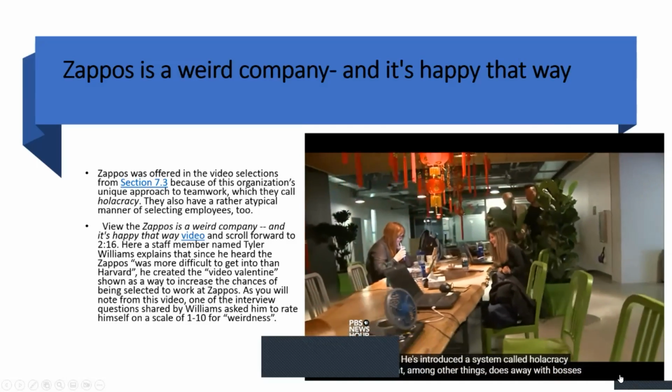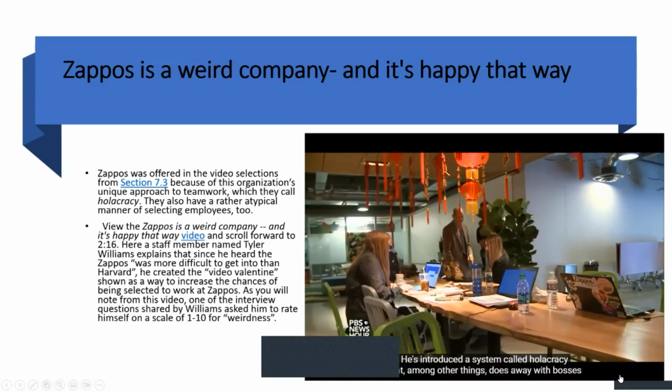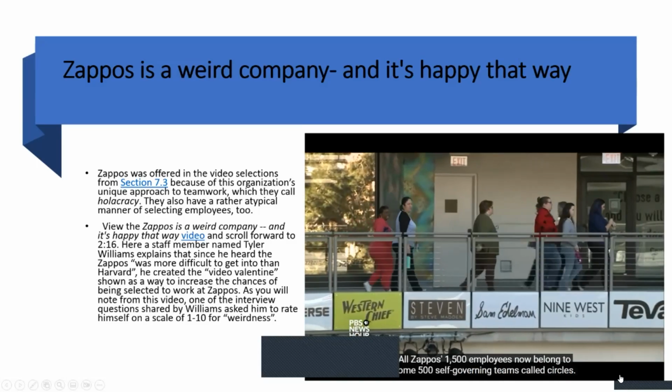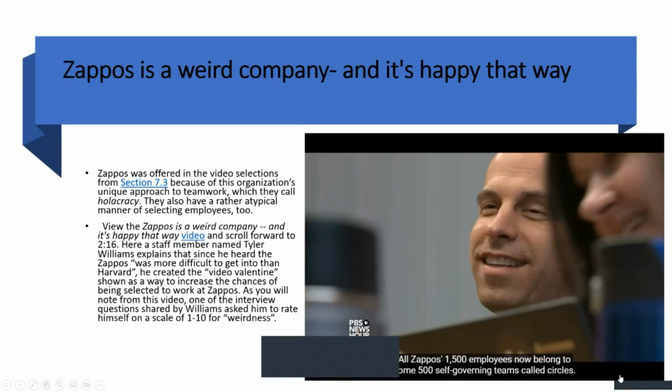He's introduced a system called holacracy that, among other things, does away with bosses entirely. All Zappos' 1,500 employees now belong to some 500 self-governing teams called circles.